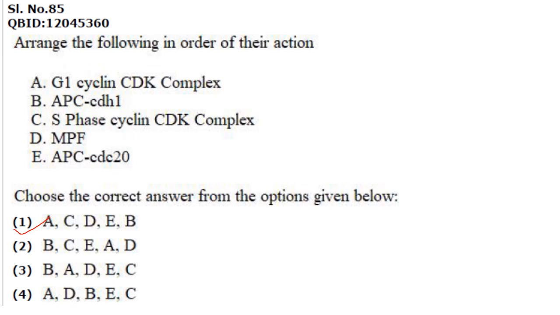Then comes your anaphase promoting complex. That will be E, that is APC-CDC20, and finally APC-CDH1. APC is anaphase promoting complex. So the answer here is option 1, that is ACDEB.